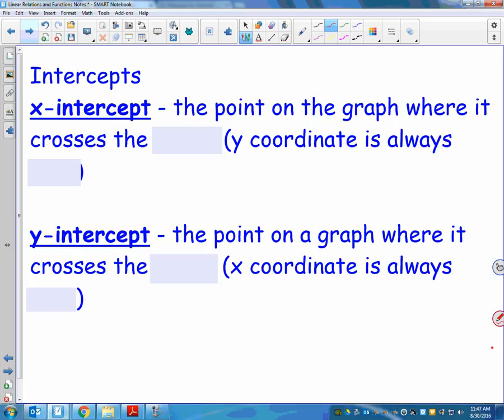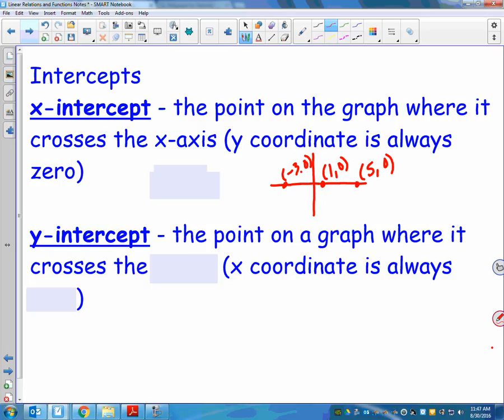So the x-intercept is just a point on the graph where it crosses the x-axis. And if you think about every point on the x-axis, it has the same y-coordinate, right? So if I was going to graph this point, this could be like the point 1, 0. And over here, this could be like the point 5, 0. And here it could be like the point -3, 0. Every point on the x-axis has a y-coordinate of 0. So it's really easy to find the x-intercept because you just make y equal to 0.